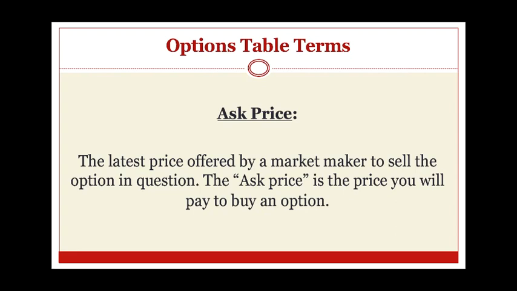Now, like I said, I'm going to show you a live table in just a minute. But the first term you need to know, and there are actually very few that you really need to know, is the ask price. This is what a market maker is willing to sell the option in question at. So if you want to buy a Microsoft call option with a strike price of $100, you look for the ask price, and that's what a market maker is willing to sell that option at.